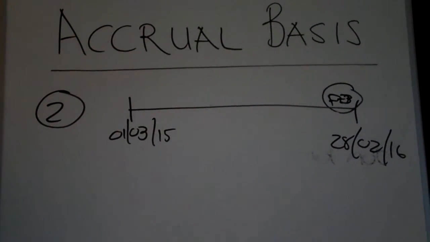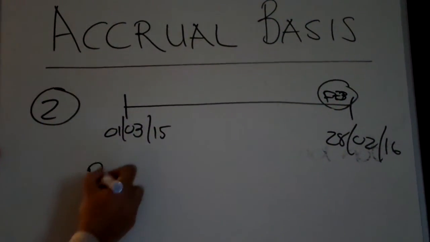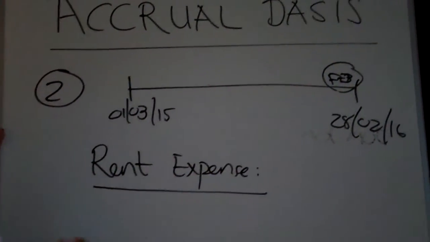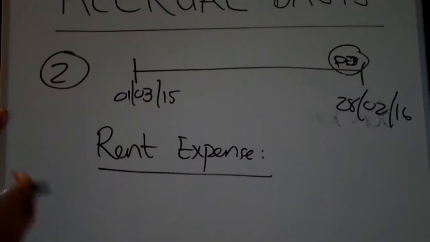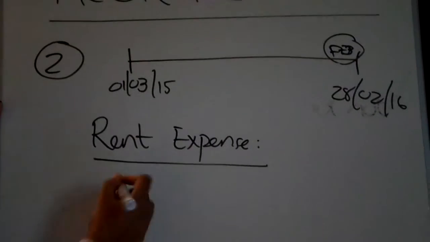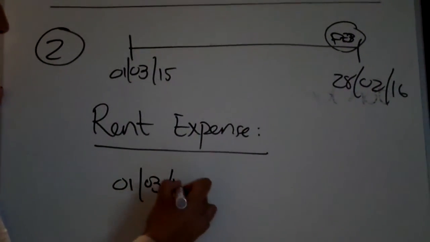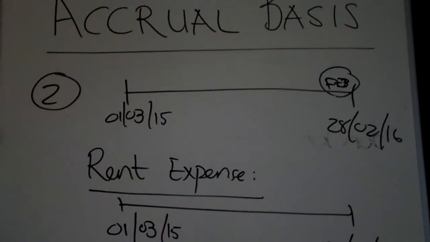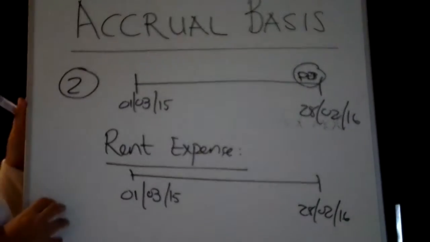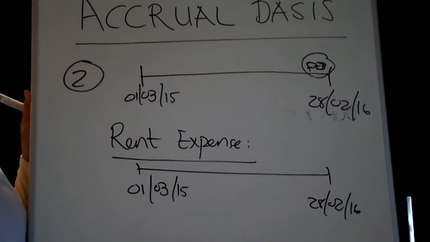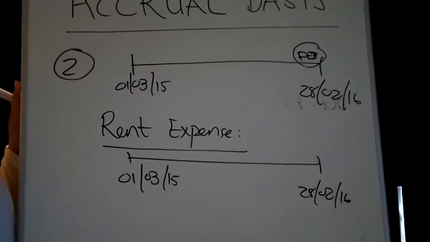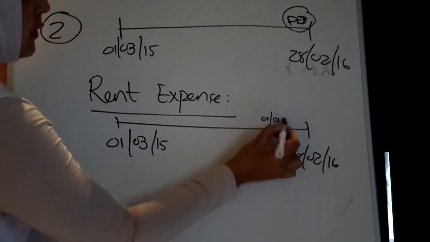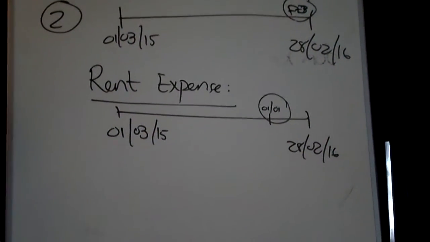I'm going to give you another common example. It comes with the rent. Lots of times you'll notice that in the examples you prepay rent. So again, let me use the same timeline, 1st of March 2015 up until 28th of February 2016. Now in the transaction, it might say you prepaid rent for the whole year on the 1st of Jan of every year. So what does this mean? This means on the 1st of January, which is over here somewhere, you pay rent upfront for 12 months.